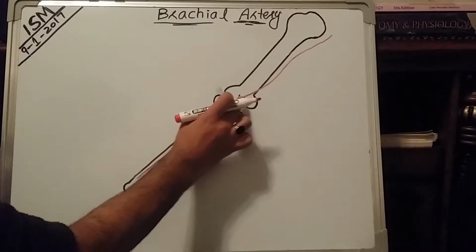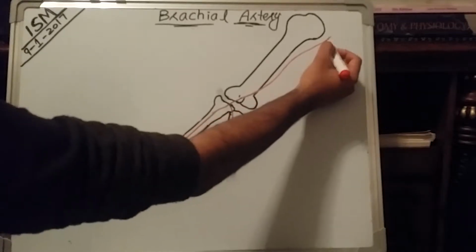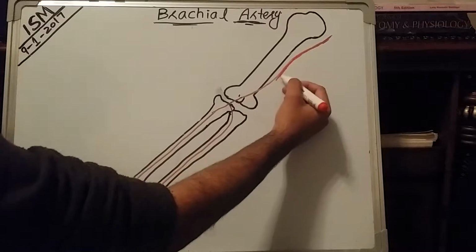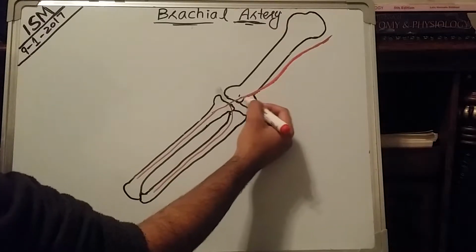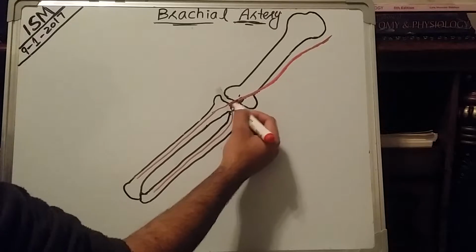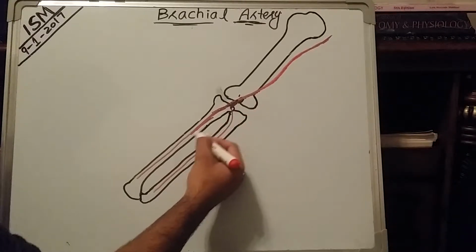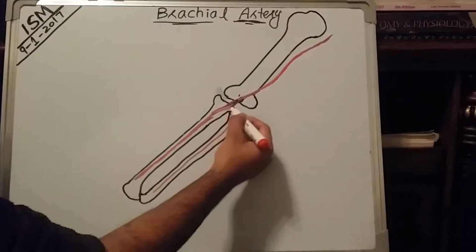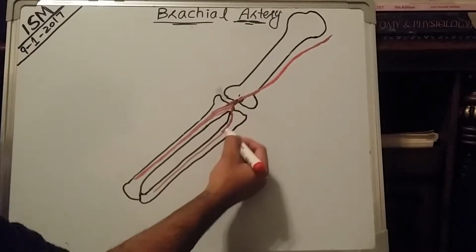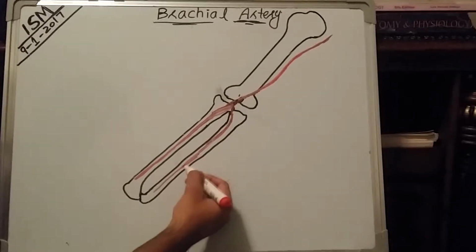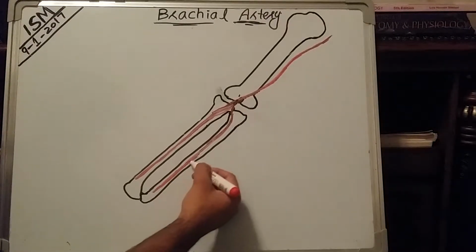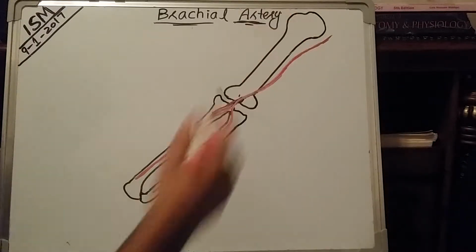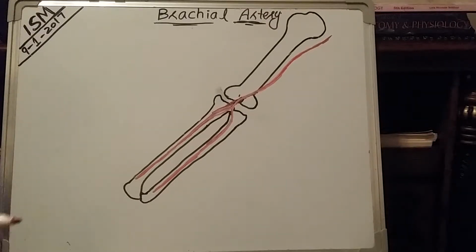So you have to remember that the main two branches, which are raised due to the bifurcation of the brachial artery, are the radial artery and the ulnar artery. These are the radial artery and ulnar artery. So it should be clear to you. So let's go through the other smaller branches.